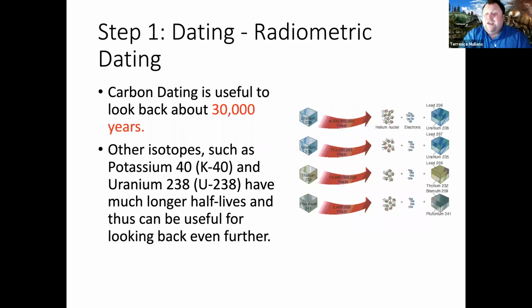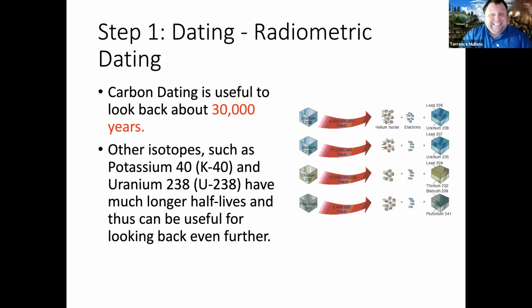Now, one of the biggest downsides of carbon dating is that carbon-14 has a relatively short half-life. It's really only useful for looking back 30,000 years. Now, I don't know about you, 30,000 years seems like an awful long time, but unfortunately, when we want to figure out what happened to these folks behind me, 30,000 years ain't gonna cut it. So we need other isotopes that allow us to look back even further.